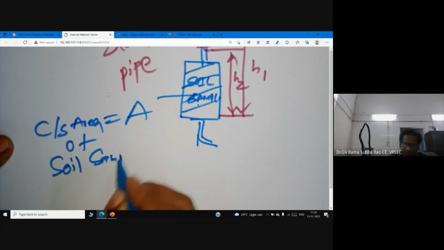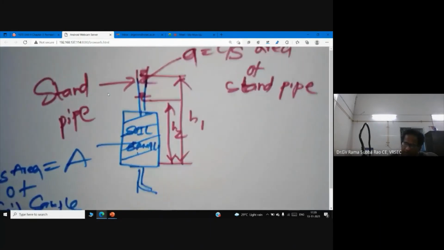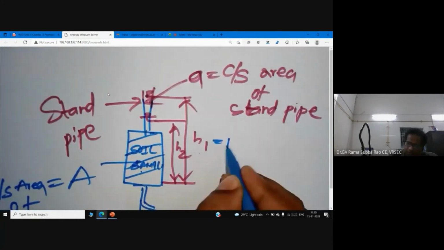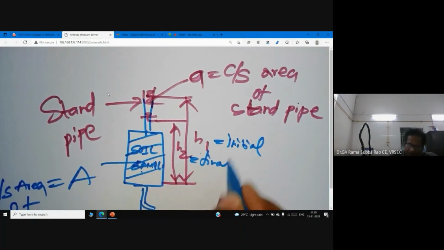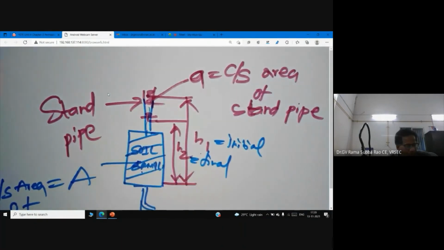Now let me tell you, these are the notations. H1 is the initial head. H2 is the final head. Now water is entering through the standpipe. Now let me apply the continuity equation.